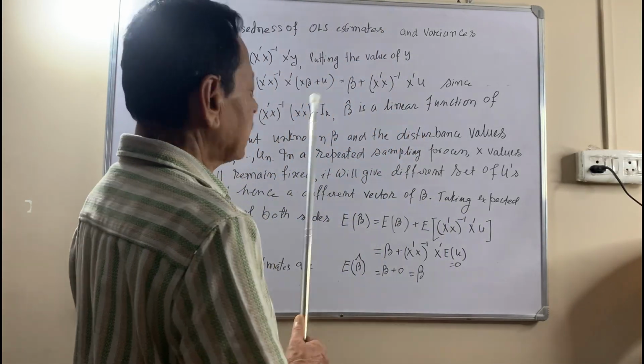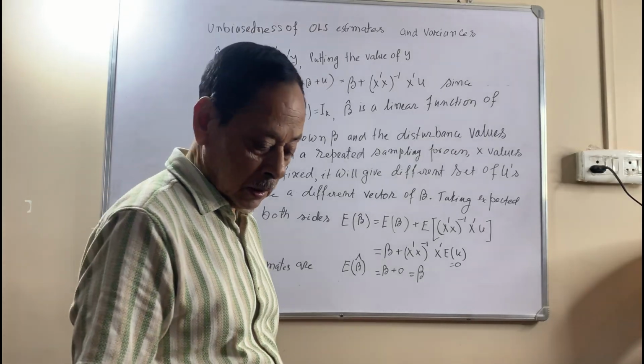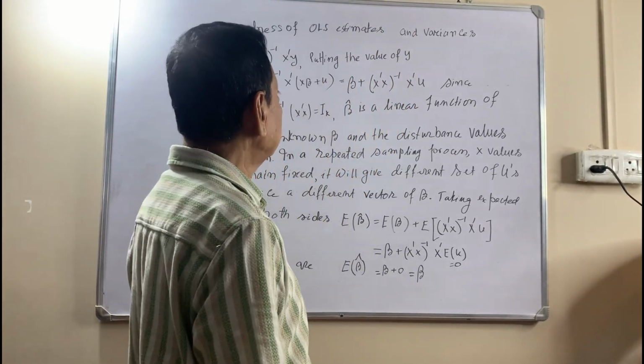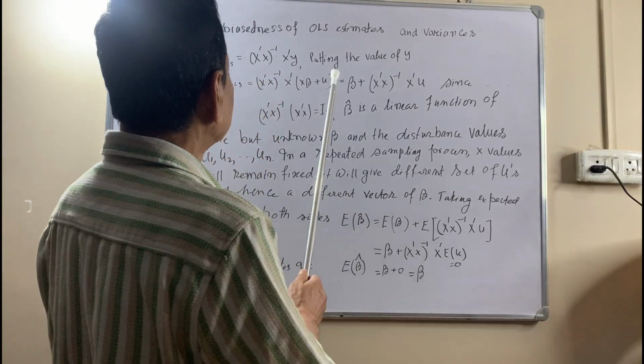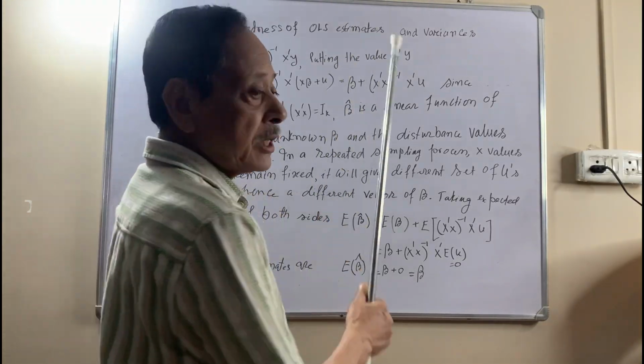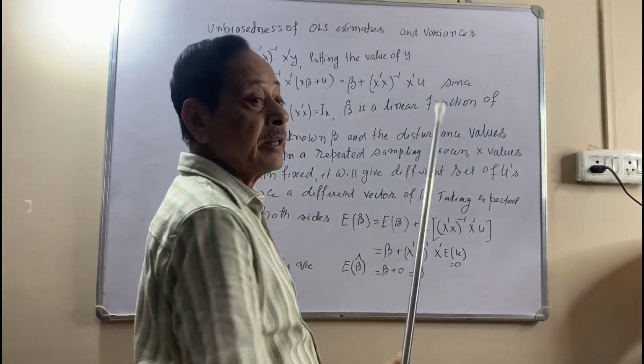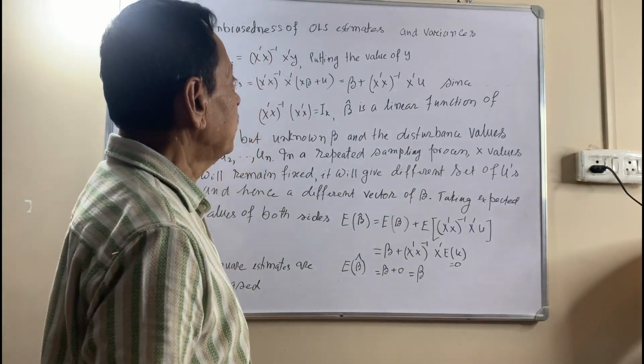So we have discussed how the estimates are obtained. Now we'll see whether those estimates are unbiased, and also we'll see the variances. It must have a minimum variance.